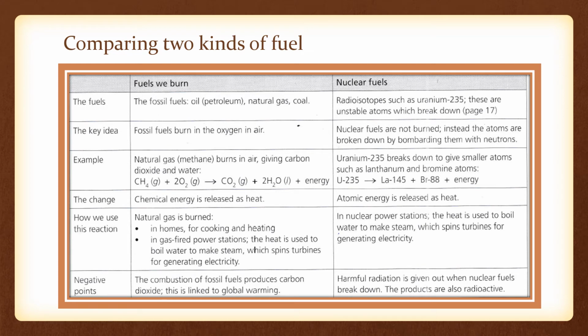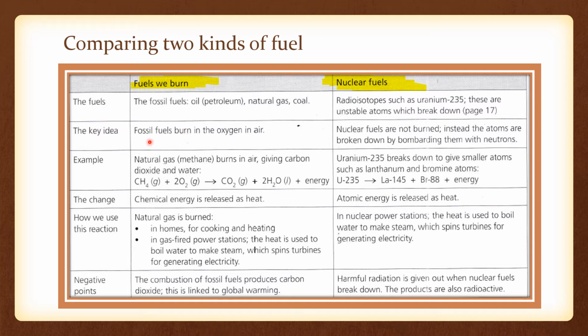Okay, so let's see. Comparing two kinds of fuels: fuels that we burn, and nuclear fuels. The fuels that we burn are the ones we use for our cars and to cook. Nuclear fuels, no, we don't use nuclear fuels. It's very dangerous and very unstable. So the fossil fuels are oil, petroleum, natural gas, coal. How about nuclear fuels? Radioisotopes, radioactive ones, the unstable atoms such as uranium-235, and it's very dangerous.